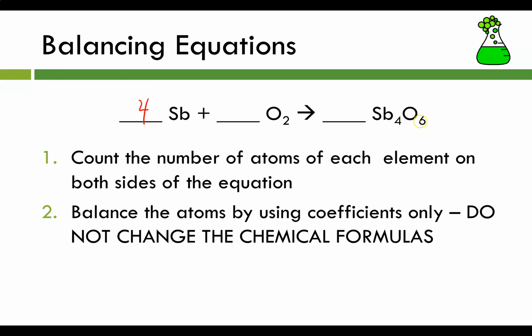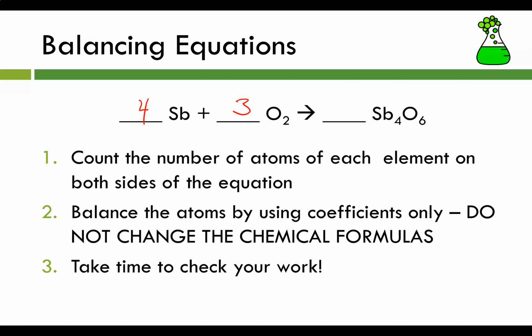Let's go ahead and look at oxygen. I've got 6 oxygen atoms over on the product side. I've got 2 on the reactants. Well, if I have 3 molecules of O2, 3 times 2 gives me 6 oxygens now on the reactant side as well. And you can put the 1 there if you want to. More often than not, it's just left out. If there is no coefficient, it's assumed that it's a coefficient of 1.